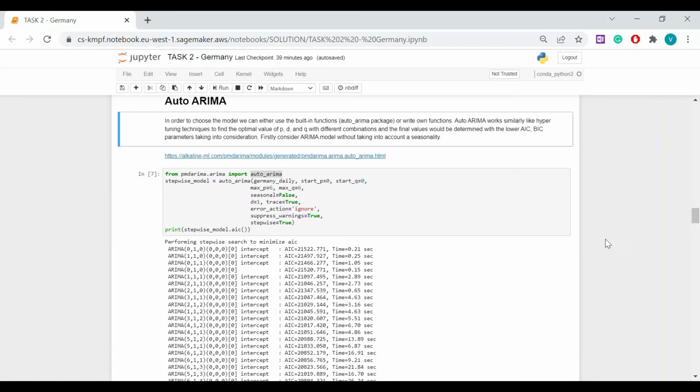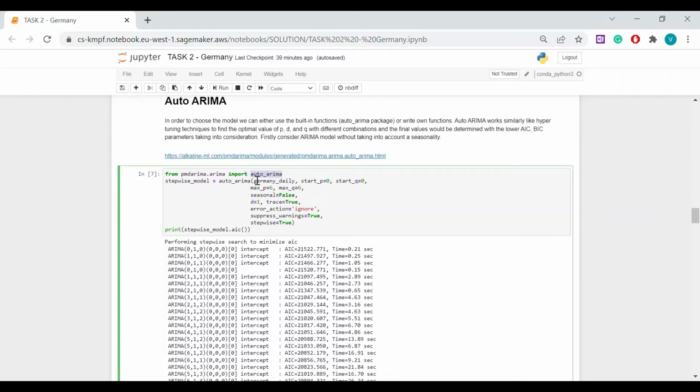As we have just seen, based on the partial autocorrelation function and autocorrelation function, we can make assumptions on parameters of the right model. And we can write our own functions in order to choose the model. But also we can use the built-in functions. In particular, for Python, we have the auto ARIMA package of the pmdarima library.